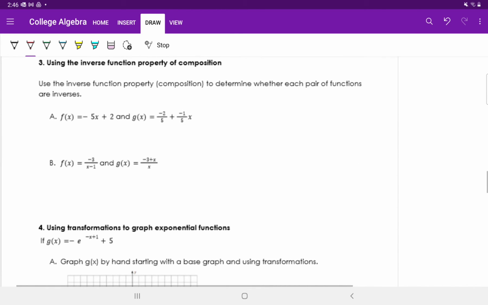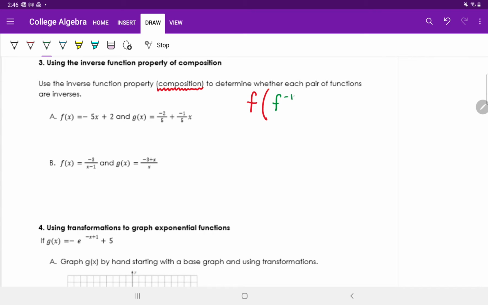For number 3, we want to use the inverse function property to determine whether each pair of functions are inverses. So this has to do with composition. There is a bit of a formula you need to know. What we're going to do is find f of f inverse of x. And what should happen if these are inverses of each other is they should essentially undo each other, and you should just end up with x.